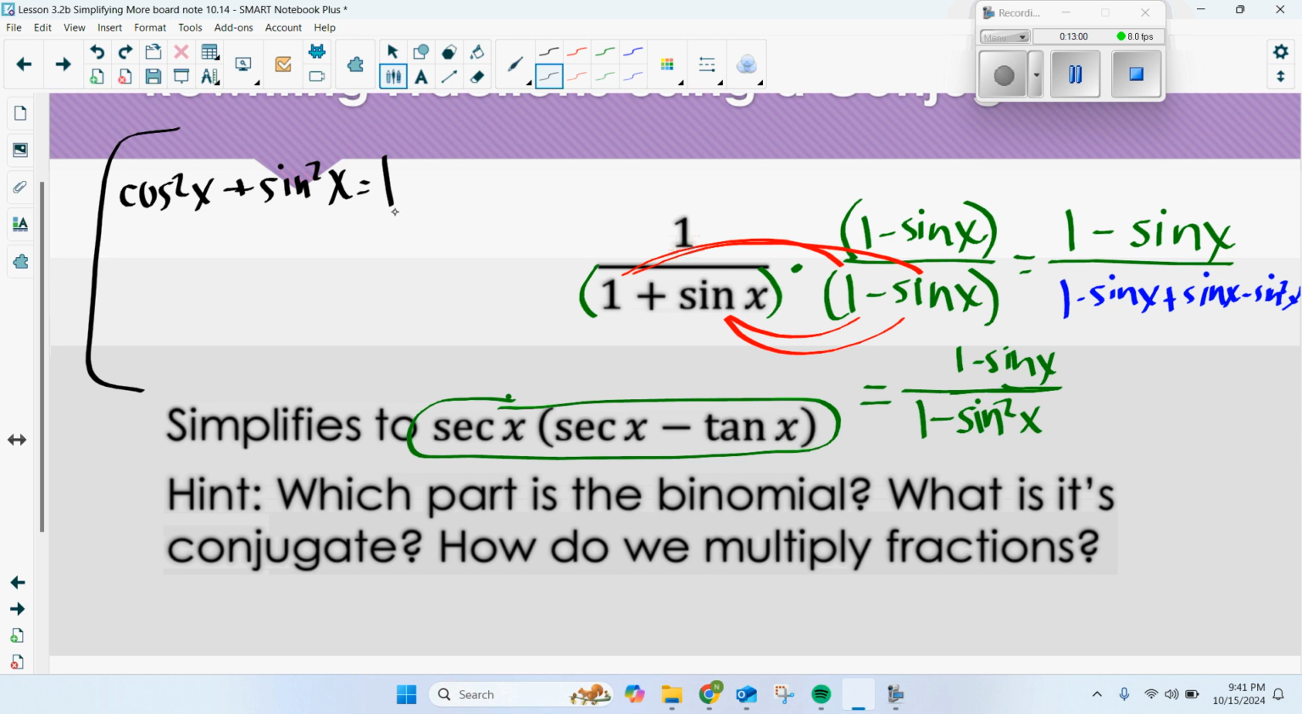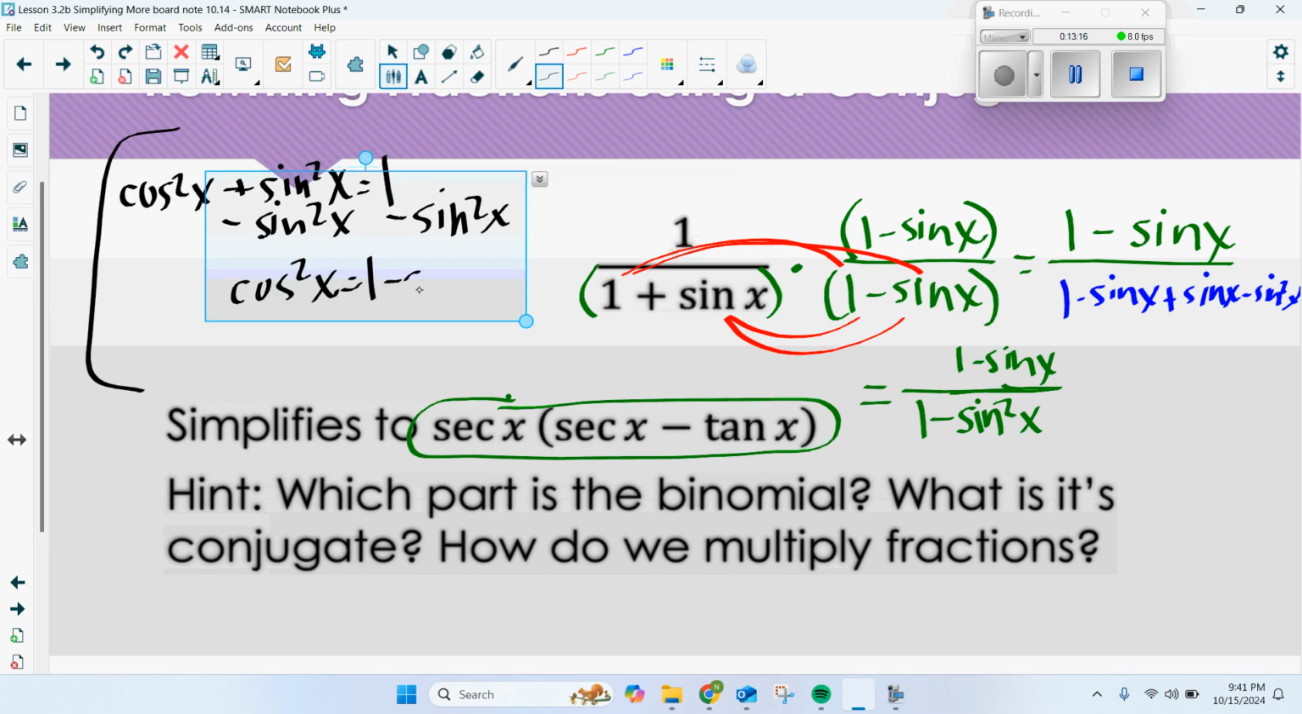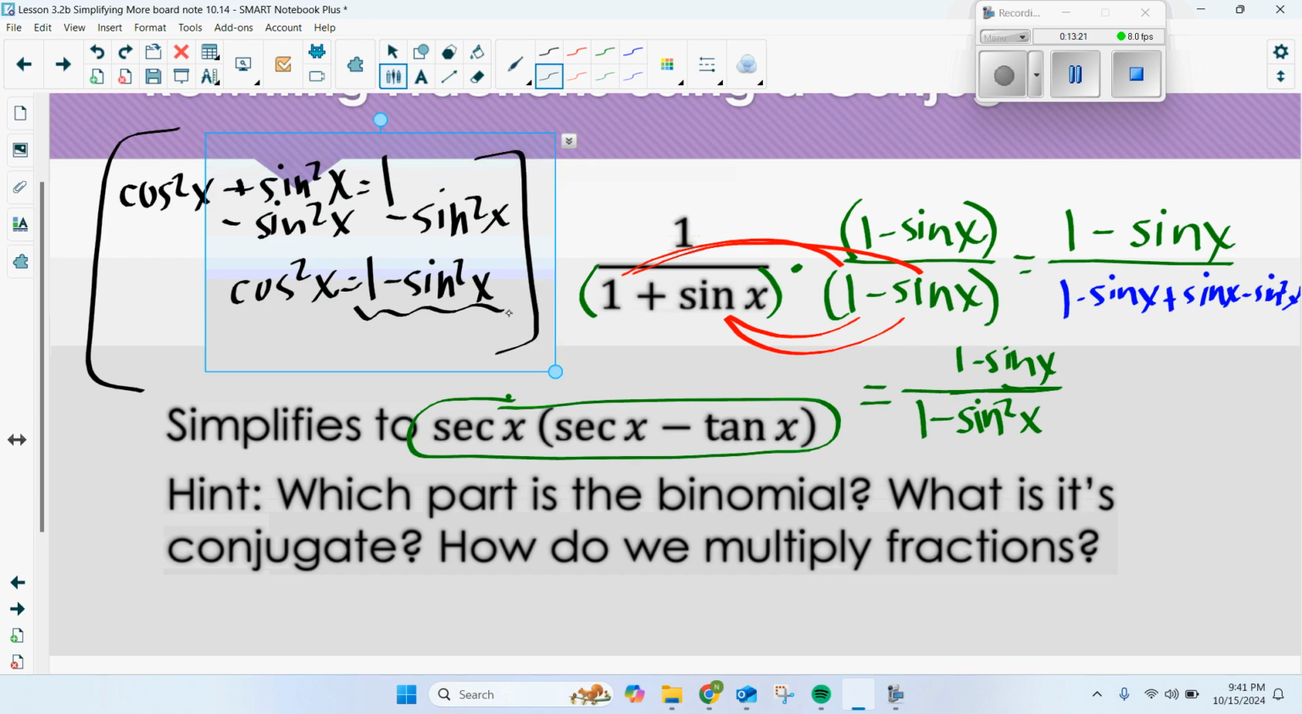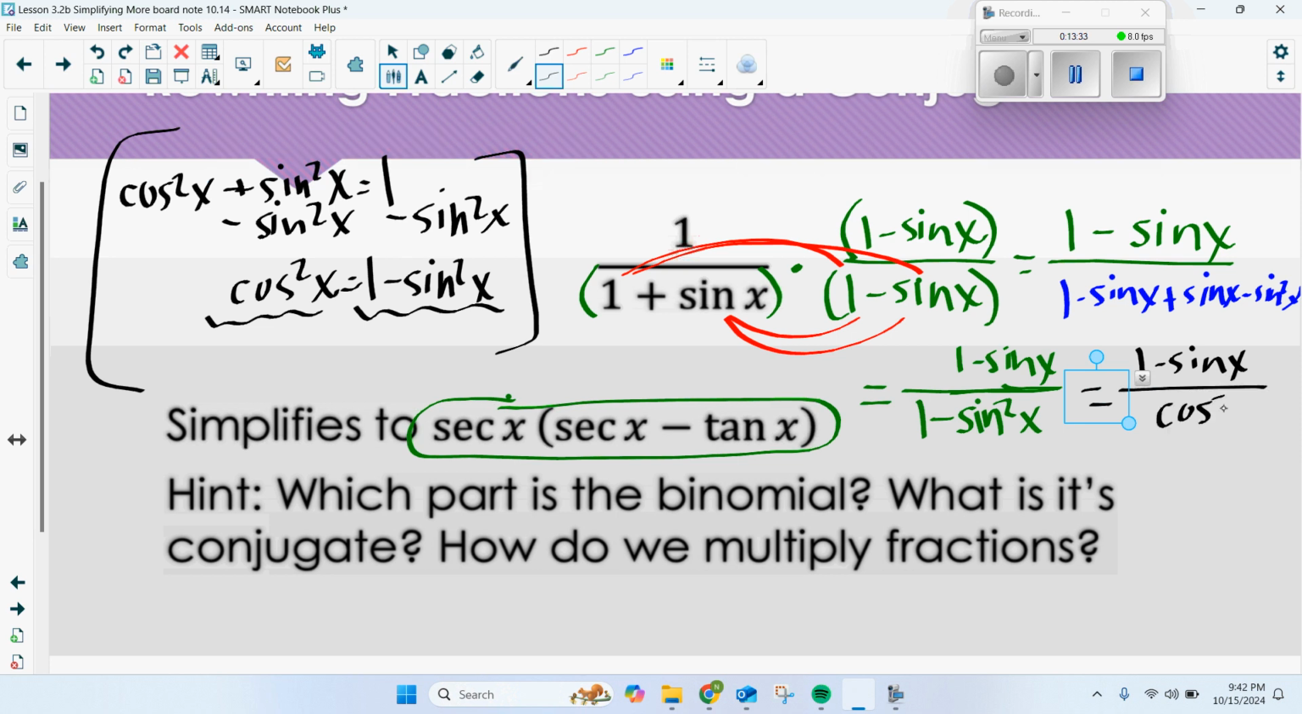It's going to stay true as long as you follow the rules of algebra. So notice how my problem over here says 1 minus sine squared. So if I wanted to make it match, I would need to subtract the sine squared over, and I would get cosine squared equals 1 minus sine squared. Yay! So that means I can replace 1 minus sine squared with cosine squared. So back to my problem. My numerator has not changed. My denominator is now going to be cosine squared.